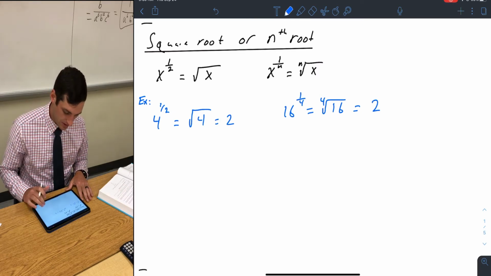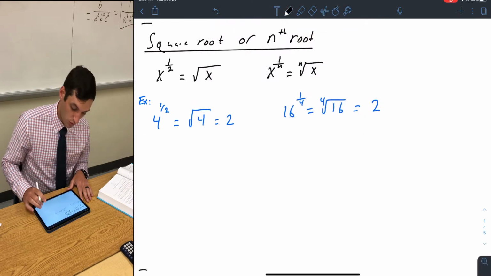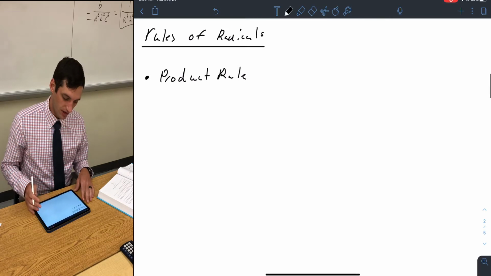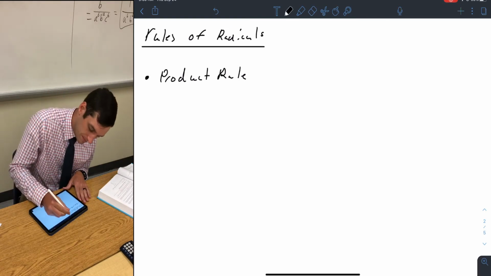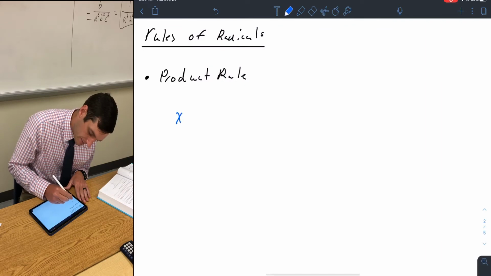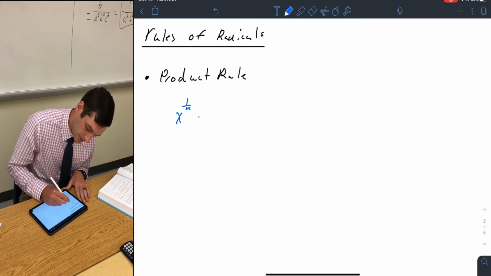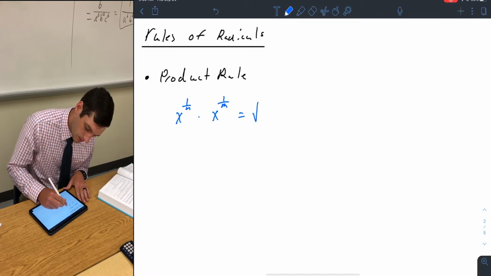Well, let's start talking about some rules and properties of square roots. So our first rule, to our radicals, is the product rule. Now, similarly, if I have x to the 1/n times x to the 1/m, let's not worry about square roots yet, this is equal to x to the 1/n plus 1/m.